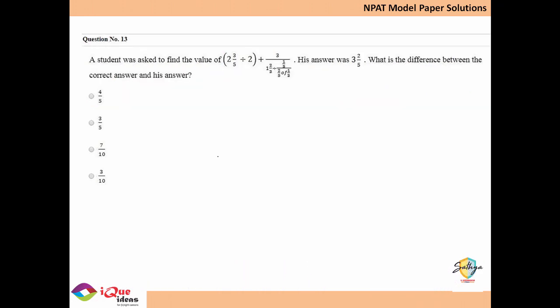Now, a student was asked to find the value of 2 raised to 3 by 5 divided by 2 plus 3 upon 1, 2 by 3 plus 1 upon 5. So I'm going to write this in a simplified form, right?